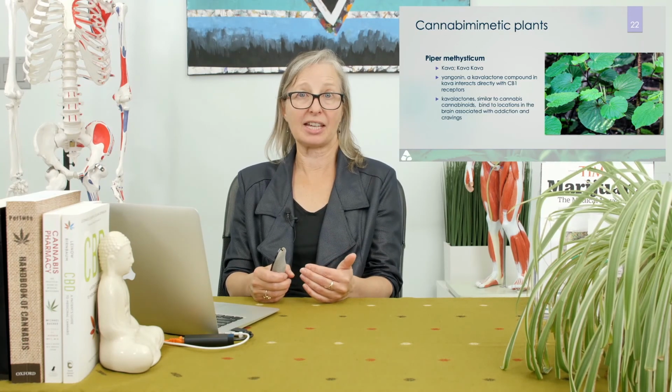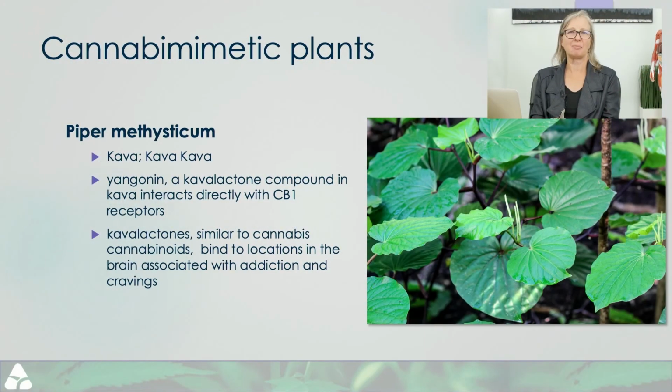Piper methysticum, kava, is another name for that. This plant was actually banned in Canada for a little while because it is a potent muscle relaxant. It interacts directly with the CB1 receptors, or at least one compound in there interacts directly with the CB1 receptors. So again, we know that CB1 receptors we find throughout the body, but mostly on the central nervous system, so the brainstem and the brain and the spinal cord, those areas there.